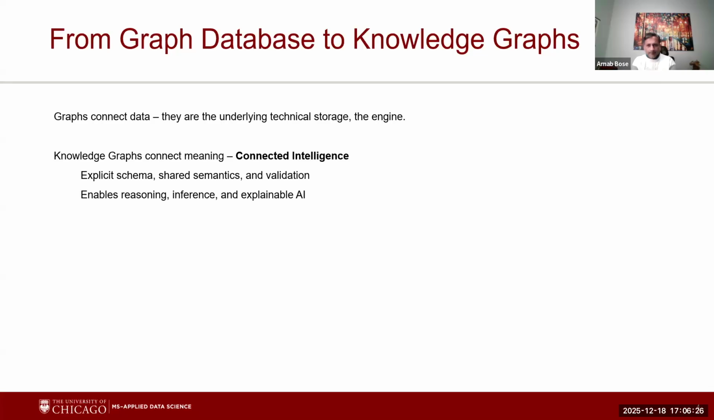I work with a team, and someone on the team came up with the phrase "connected intelligence," not collective. Collective intelligence is already a popular phrase, but they came up with this phrase, connected intelligence. And I really like it because it's very apt and very suitable from a knowledge graph database perspective.